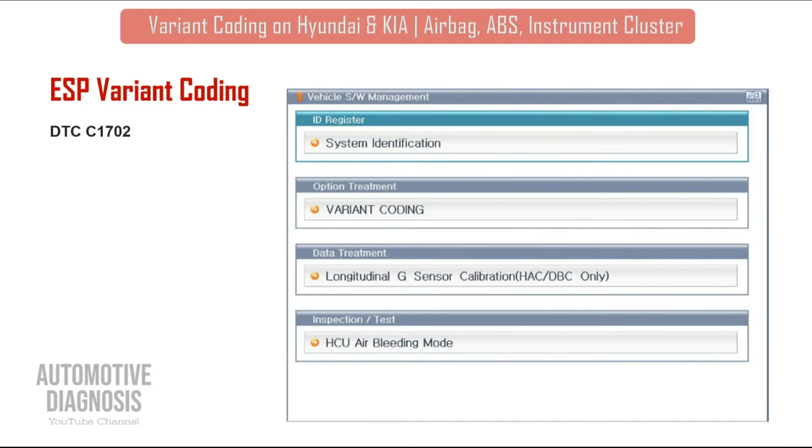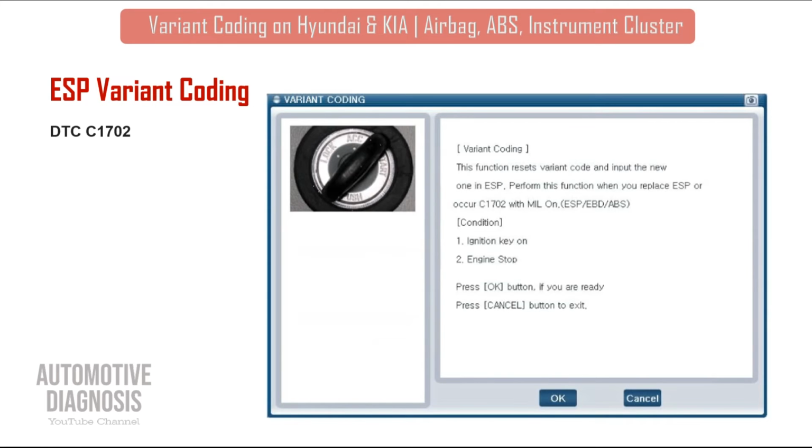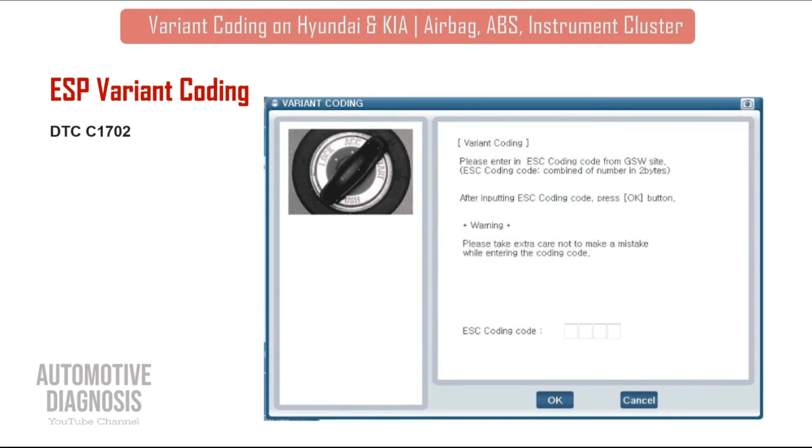So what you need to do after connecting your scan tool, you need to select the system, which is going to be your brake system. And then in a special function, you need to find variant coding, as you see here. After selecting the variant coding, you will have this page which shows you the condition. So as you see, this function resets variant code and inputs the new one in ESP. Perform this function when you replace ESP or when you have this fault code. Conditions are pretty much easy. Ignition switch on, engine stop. And if you press OK, you will see this page to enter the code and enter, and that's going to be it.